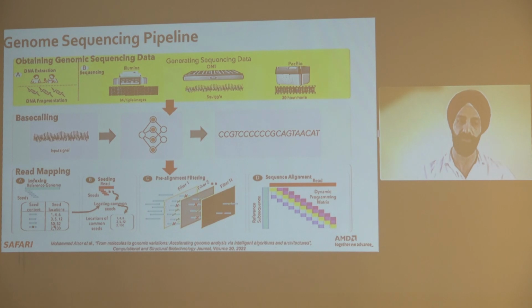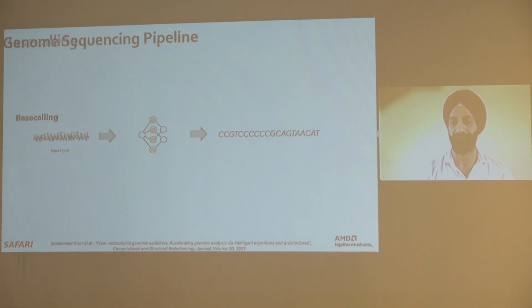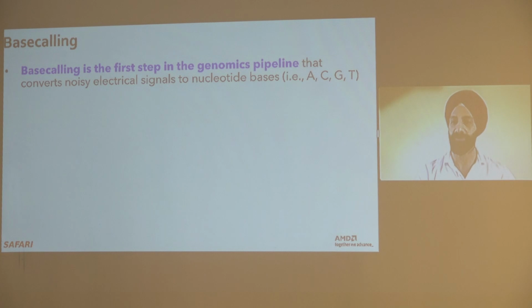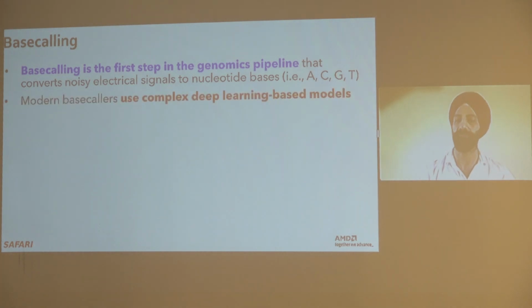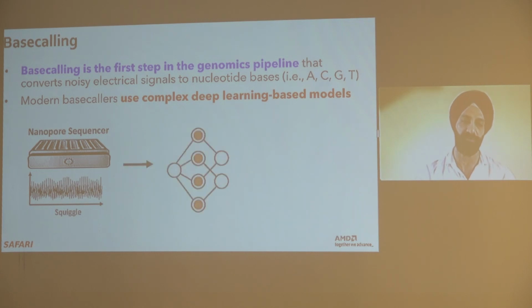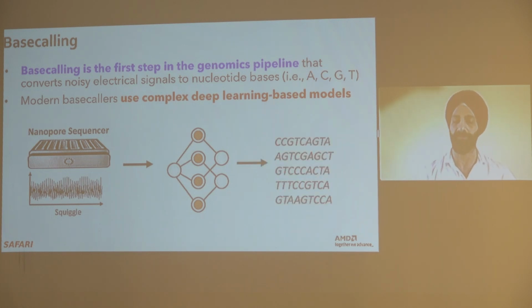So in the very first work, we focused on basecalling. As I mentioned, it's the very first step in genomic analysis, where modern basecallers use complex deep learning based models. For example, you have a sequencer, you give an input squiggle and pass it through complex deep learning based models to, in the end, map it to an ACGT base pair. There is not really a one-to-one mapping between the input signal and the output characters. So the overall sequence can only be decoded by aggregating over multiple time steps. So it's a bit of a complicated problem.